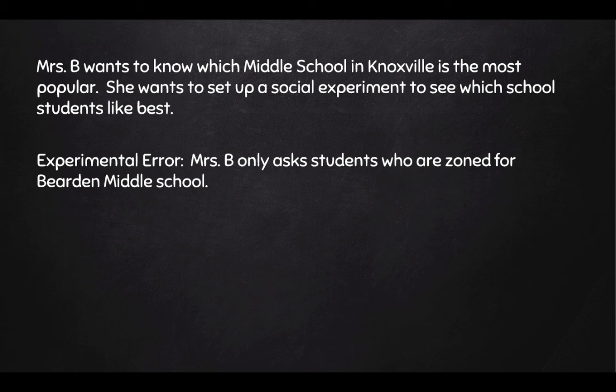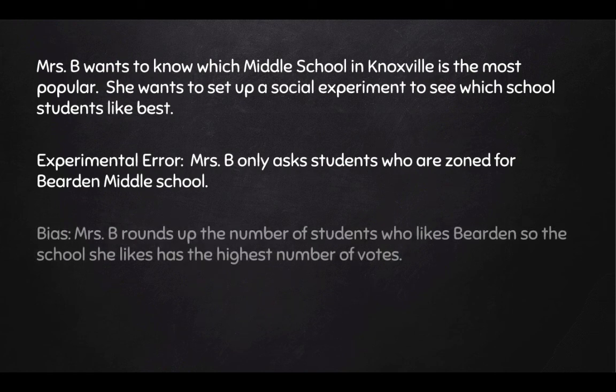One possible experimental error is that Mrs. B only asked students who are zoned for Bearden Middle School. She didn't get a wide enough sample of a population. She only asked students in a certain area. So this makes the experiment invalid because we don't have a true representation of everybody in Knoxville.